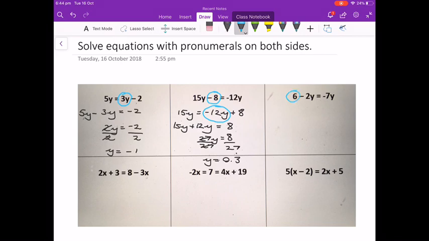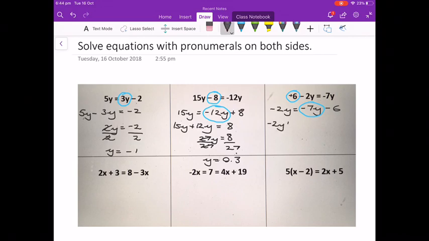The next question is 6 take 2y equals negative 7y. So I'm going to start with this number here and take it over to the right hand side. So I'm going to have negative 2y equals negative 7y take 6, because remember that's an invisible positive symbol. My next step is going to be taking the coefficient over to the left, just like before.